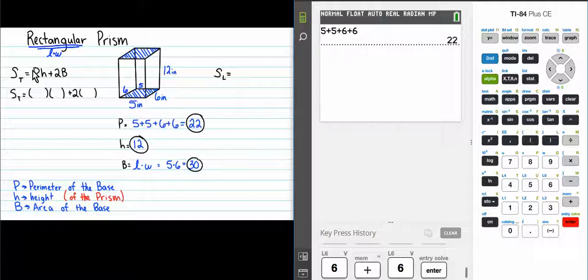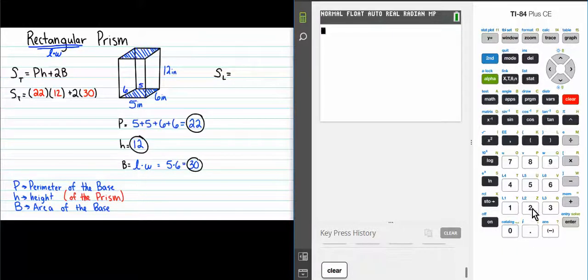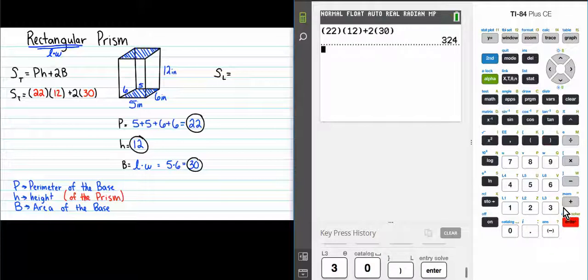So what am I going to put in place of my P? Well, my perimeter. What goes in place of H? My height. What goes in place of B? My area of the base. So once you find all the pieces, you just sub them in. And then you're done. All you got to do now is type it the way you set it up. So 22 times 12 plus 2 times 30. And so my answer here would be 324.